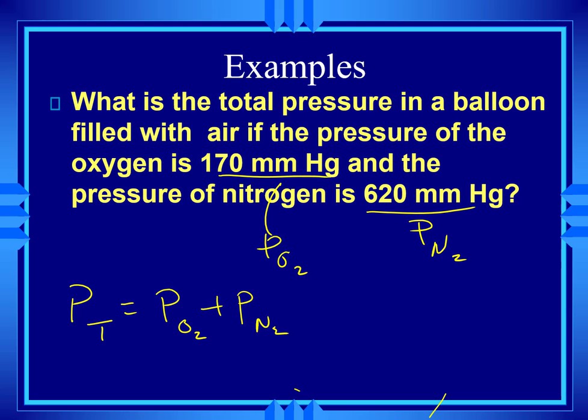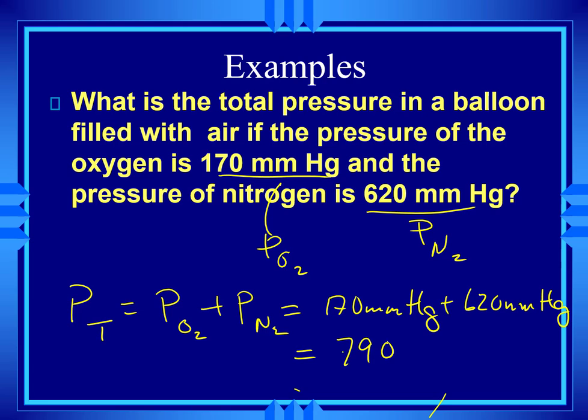Extra super hard? Let's see. So that pressure of O2 was 170 millimeters of mercury. The pressure of N2 was 620 millimeters of mercury. So that means the total pressure is going to be 790 millimeters of mercury. Ta-da!